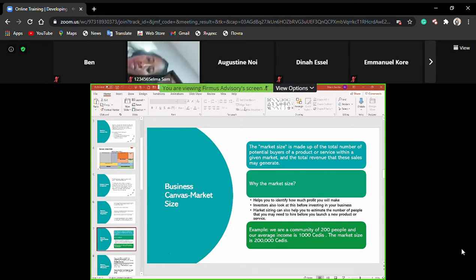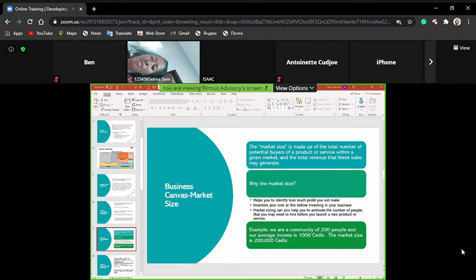So then you are looking at, okay, people will not spend all the 1,000 cedis on your product, but they will spend a portion of it. So your whole strategy or idea would come down to what portion of that expenditure you can capture, and that becomes your revenue. So it's important to know the market size, because it also helps you in determining your revenue, then eventually your profitability.